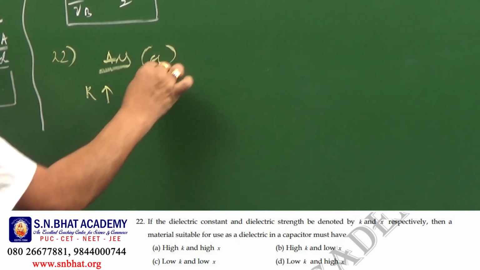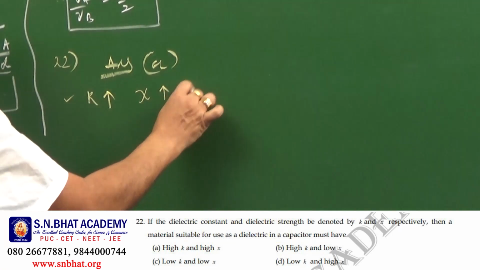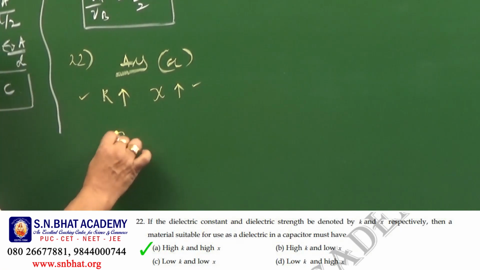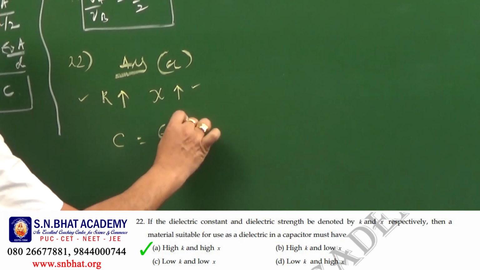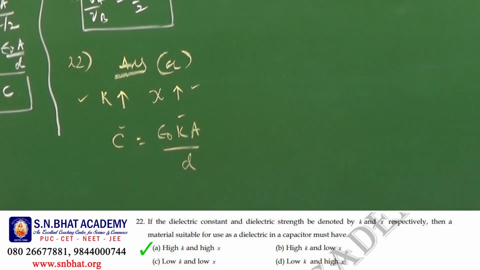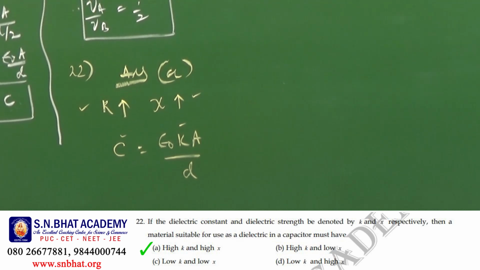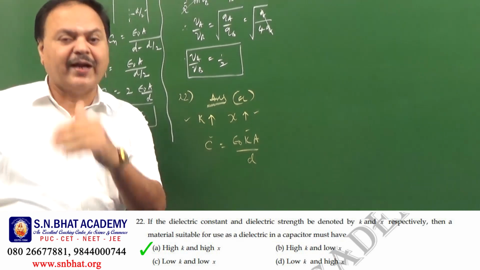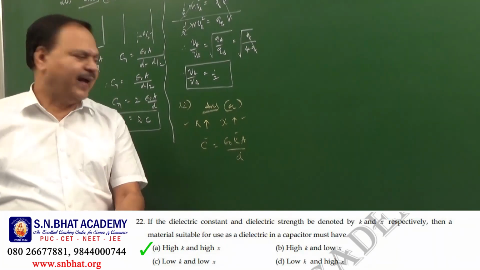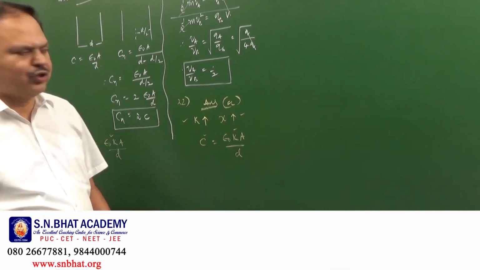So for the capacity to be increased, K should be high. To explain why K should be high, keep this written down: epsilon naught into K A by D. As K increases, the capacity increases. Even if the electric field strength is high, the capacitor can withstand a higher electric field. Because the dielectric we place in between should not get punctured. It should retain the dielectric property, so remember that the dielectric strength should be more.